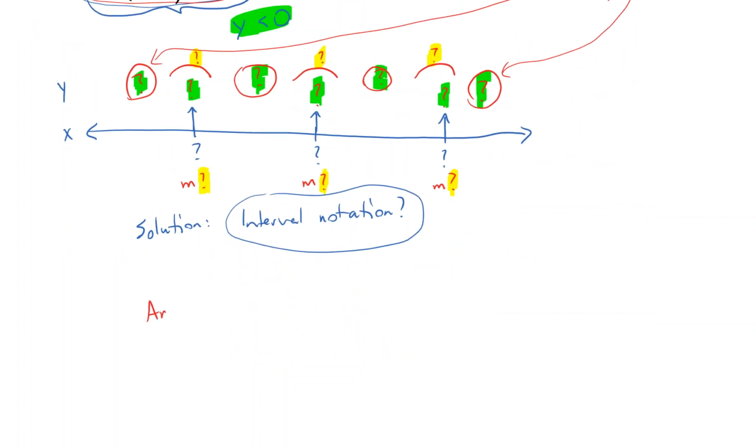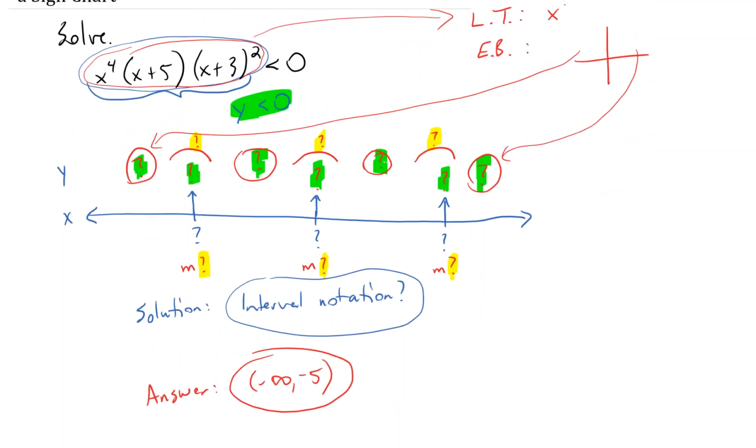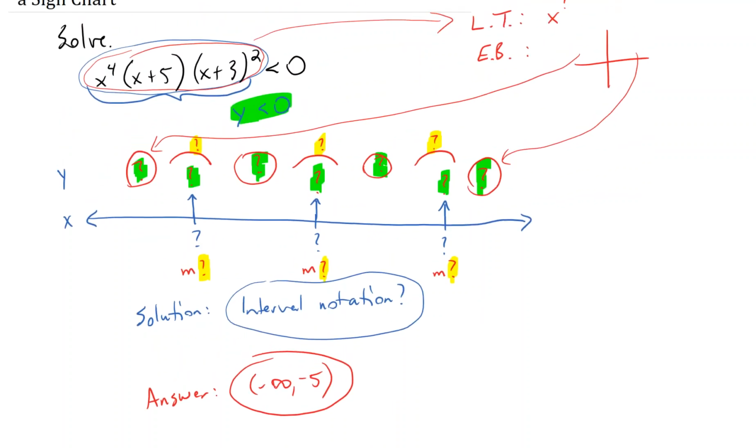So the correct answer in interval notation is negative infinity to negative 5, not including negative 5, and there's no other interval that works, so you don't have any unions. Okay, so that's it. Negative infinity to negative 5, not including negative 5. That's indicated with a parenthesis.